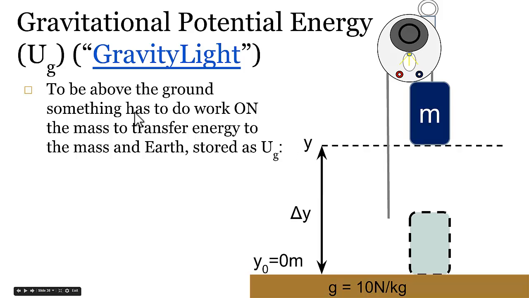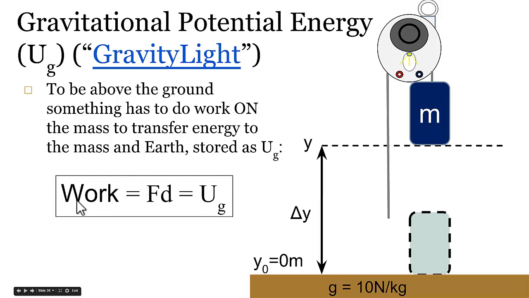So in order for this mass to be above the ground, something has to do work on the mass, transferring energy into the mass and Earth as a system, and that energy transferred into the mass-Earth system is stored as gravitational potential energy. So the amount of work done, which we know is equal to the amount of force used times the displacement, as long as that force is in the same direction as the displacement, and all of that energy is going towards gravitational potential energy. Well, all we need to do is figure out how much force do you need to use and what is the displacement, given the variables that we have.